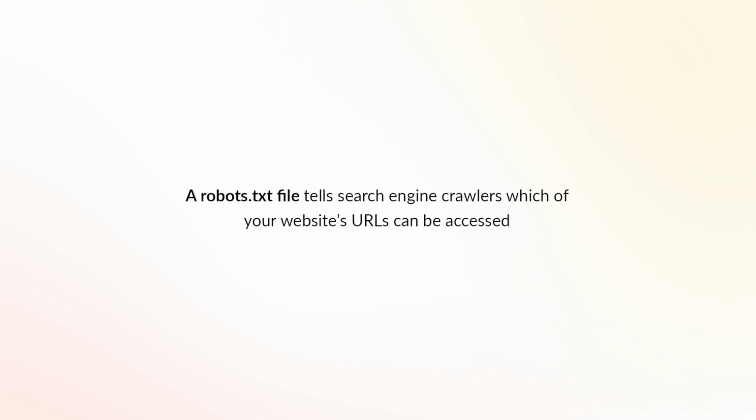In this lesson, we're going to be covering the Robots.txt file. Let's start by seeing what that's all about. A Robots.txt file tells search engine crawlers which of your website's URLs can be accessed. You can also specify what crawlers you want to deny, as well as what pages should not be crawled.